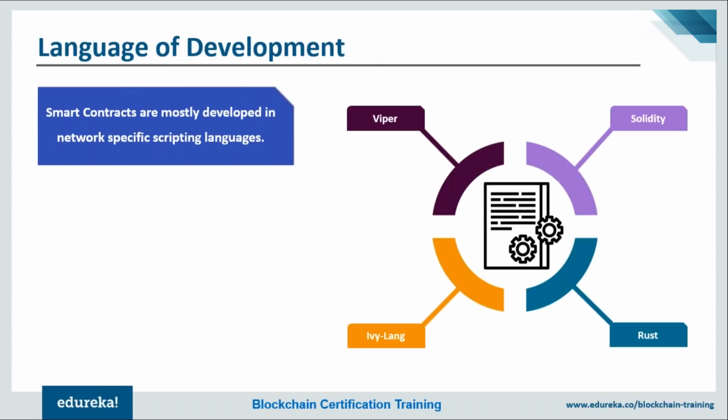Smart contracts are mostly developed in their network-specific languages, like Solidity, Serpent, Viper, but there are application programming interfaces these days that allow developers to develop their smart contract in languages they are familiar with, for example, Python and JavaScript.